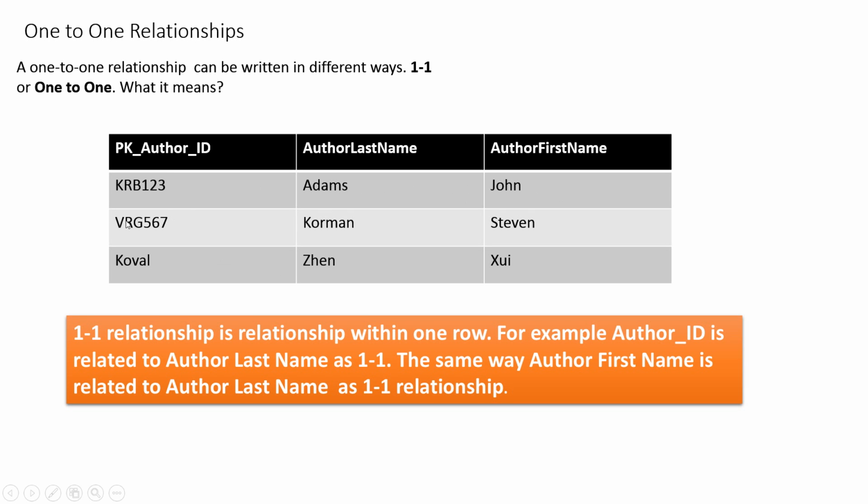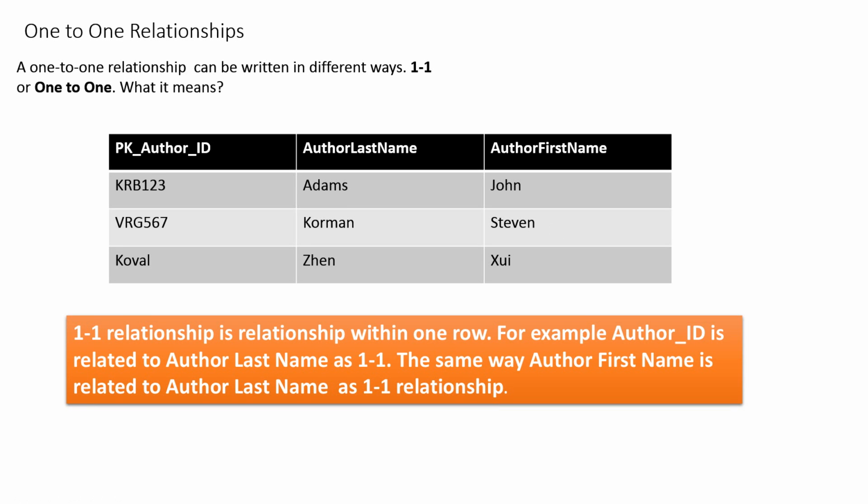For example, KRB123, this is the author ID. It's related in a one-to-one relationship with author first name John, and author last name Adams. Author last name Adams is related to John as a one-to-one relationship. Author last name Corman is related to Stephen as one-to-one. So any items related to each other as one-to-one are within one row of a table. So you need only one table to have a one-to-one relationship.